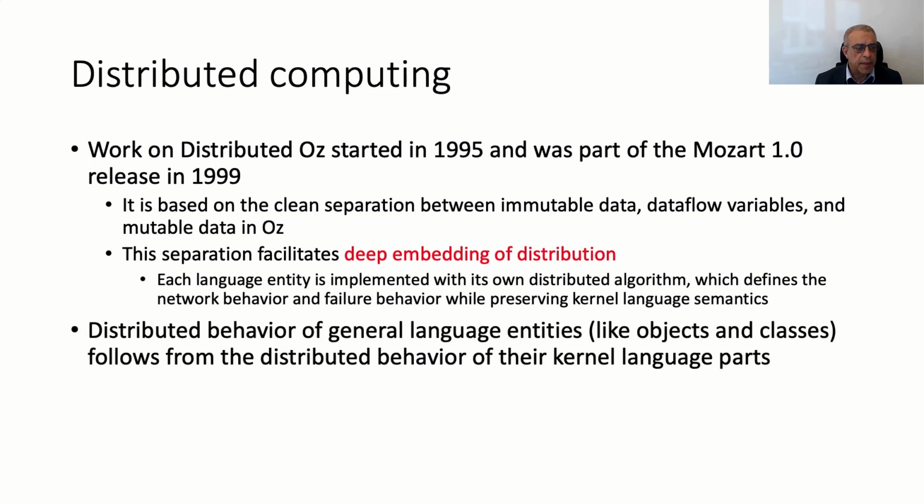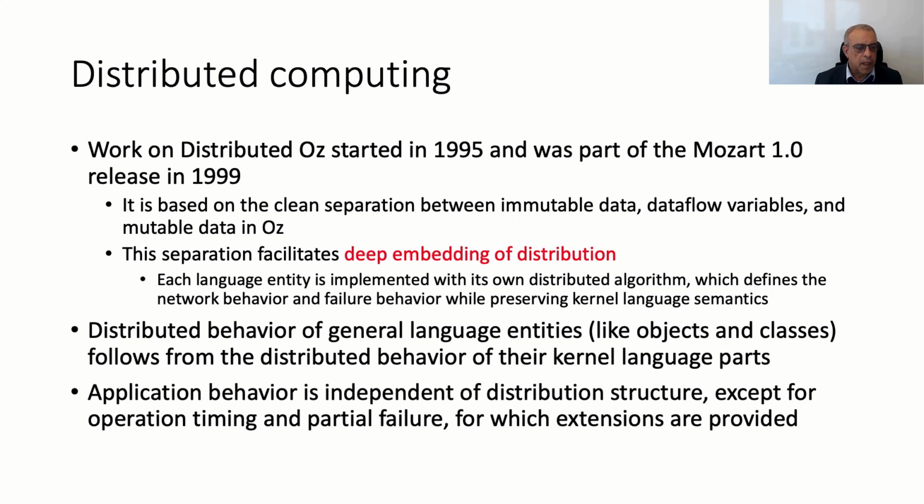kernel language semantics. Distributed behavior of a general entity, like object or classes, follows from the distributed behavior of its kernel language parts. Application behavior is independent of the distribution structure, except for operation timing and partial failure, for which extensions were provided. So distributed behavior of a general language entity as defined in terms of its kernel language part actually became very successful. It allowed a modular design of the distributed implementation of Oz.